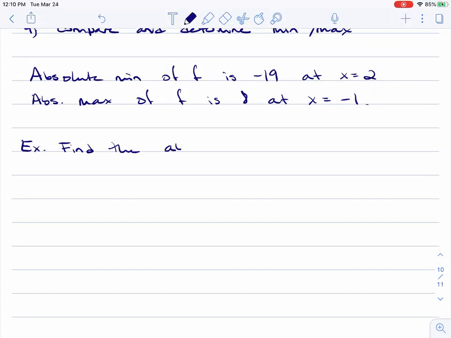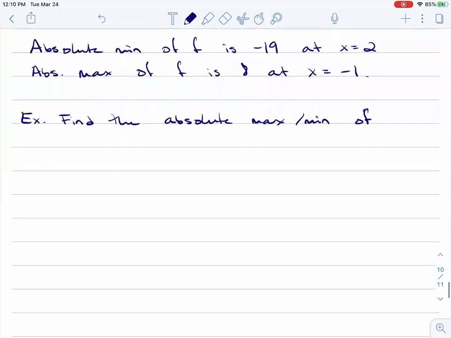Find the absolute max/min of f of x equals x times the root of 4 minus x squared on the interval [-1, 2], which is closed.